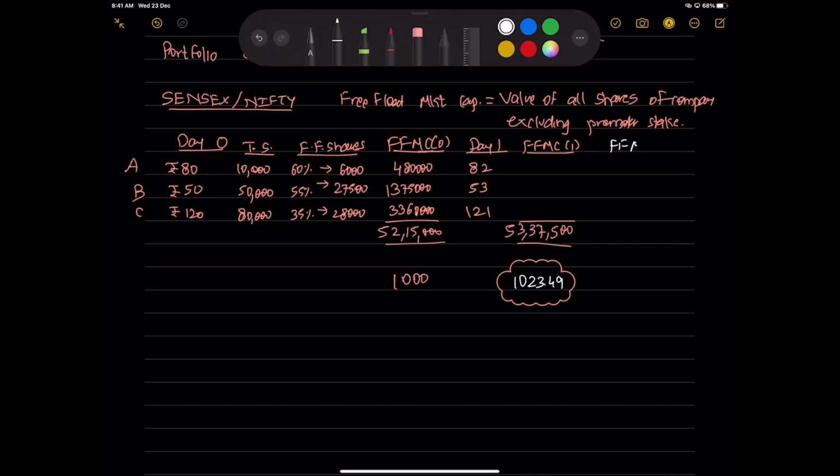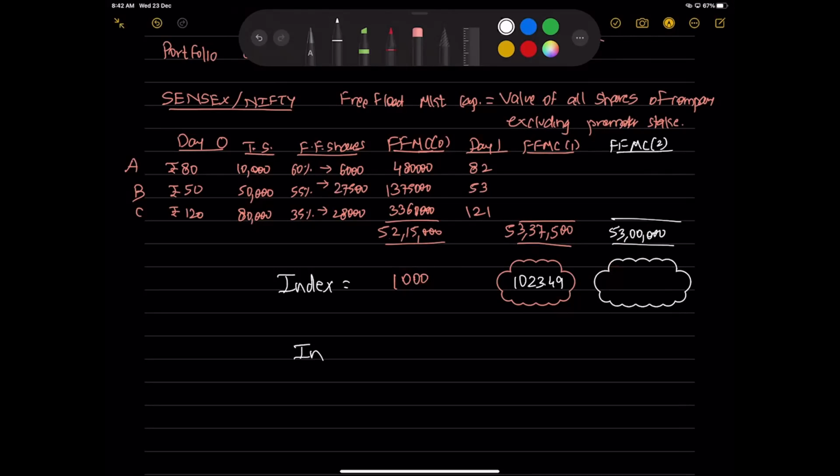Now again you calculate the free float market cap on day two, and suppose it becomes 53 lakhs. So how can we get the new index value? The formula for the index will be: we multiply it with 1023 and divide by 53,37,500. You can do that, or even multiply this 53 lakh with 1000 and divide by this. But generally what we use is this method only.